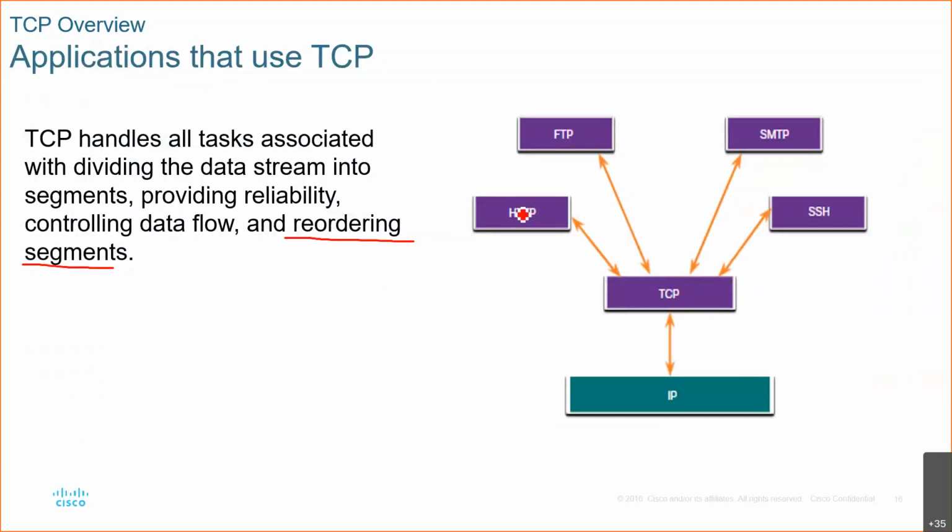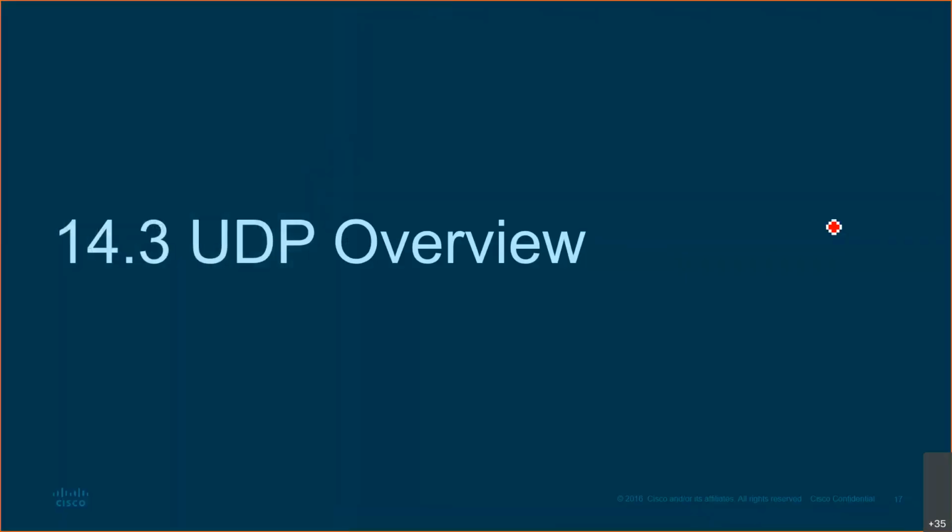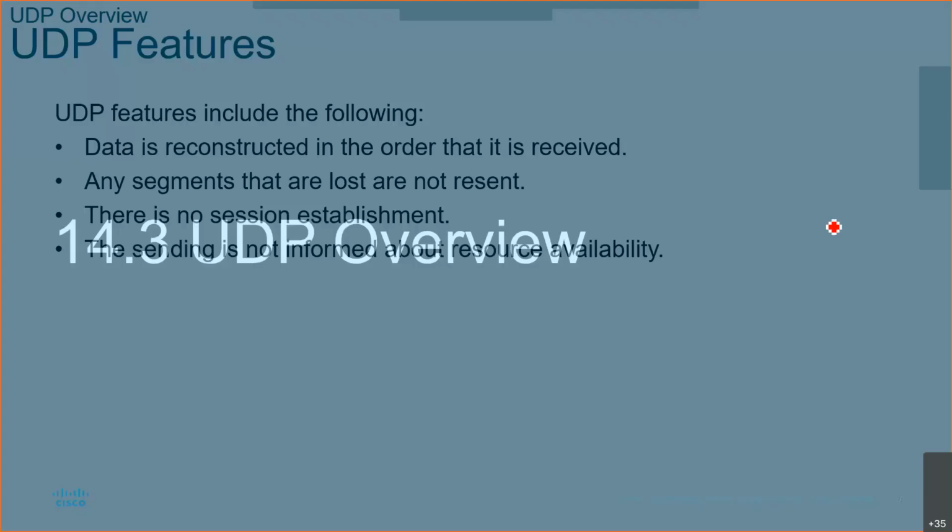And these are the protocols it takes care of: HTTP, HTTPS, FTP, SMTP, and your secure shell. If you remember, this is what we use for encrypted communication, so that even if somebody sniffs our packets, they won't see what we are typing. It's encrypted. So these are some of the features of TCP. Now let's go to UDP and see what it looks like.